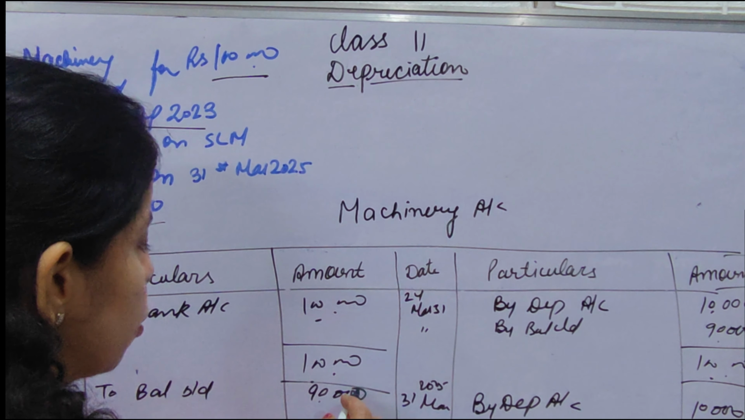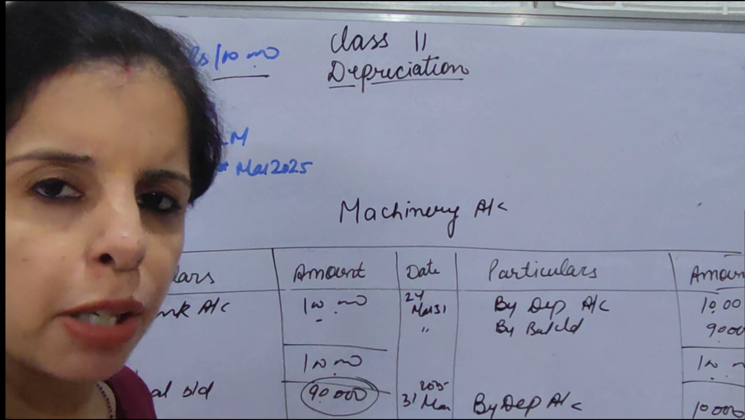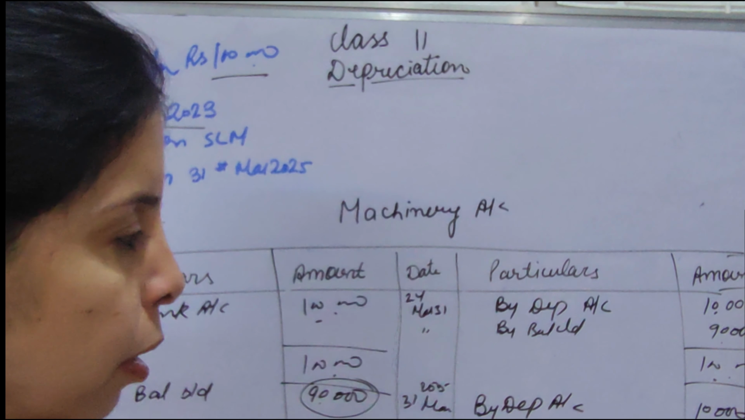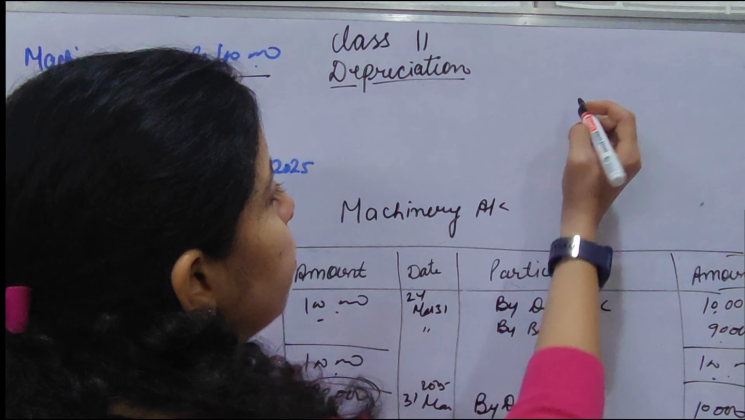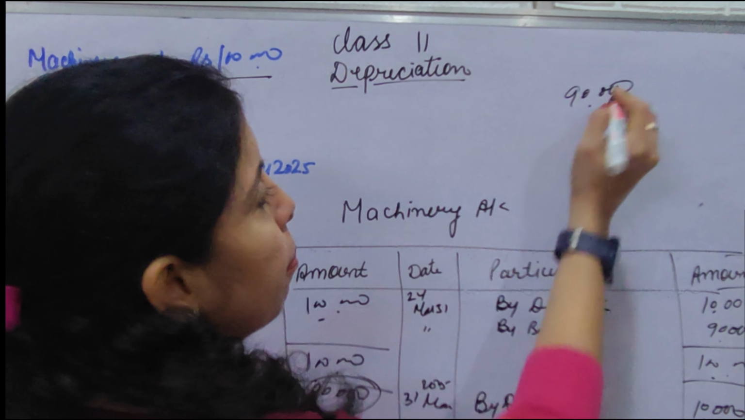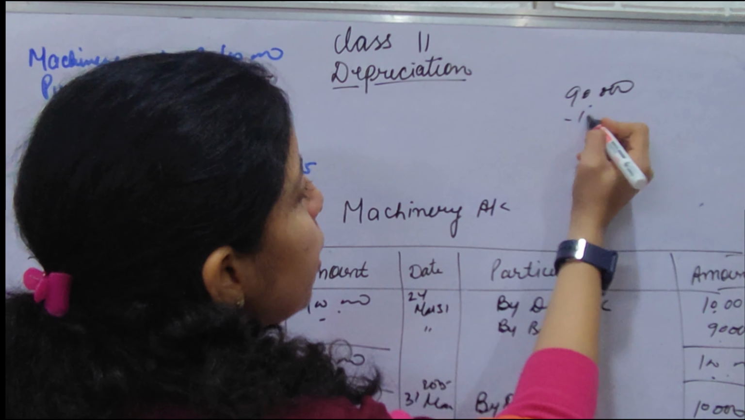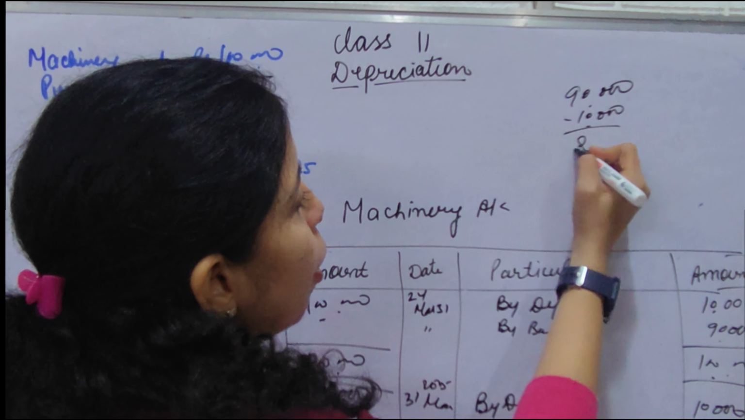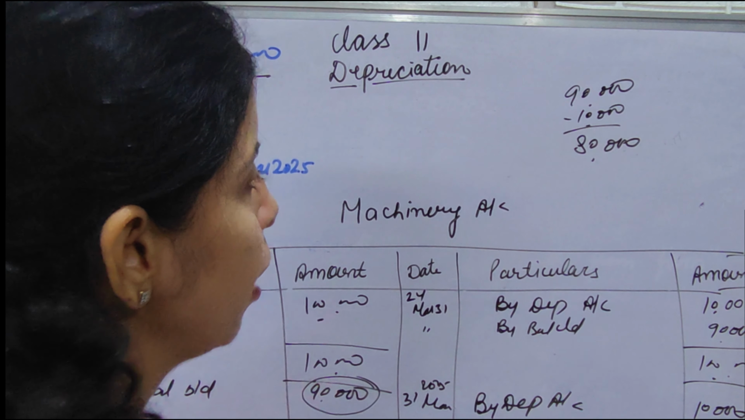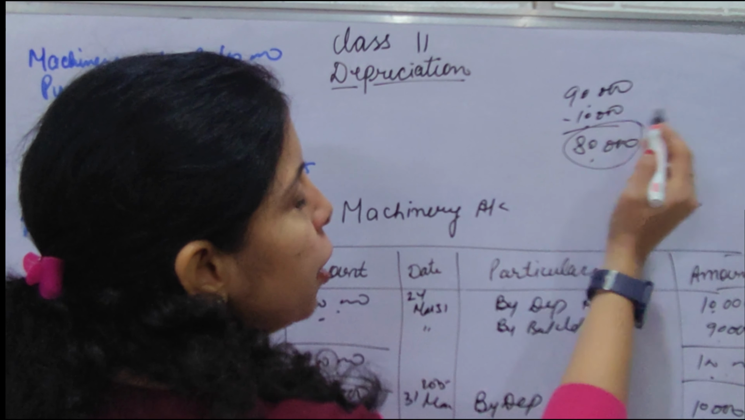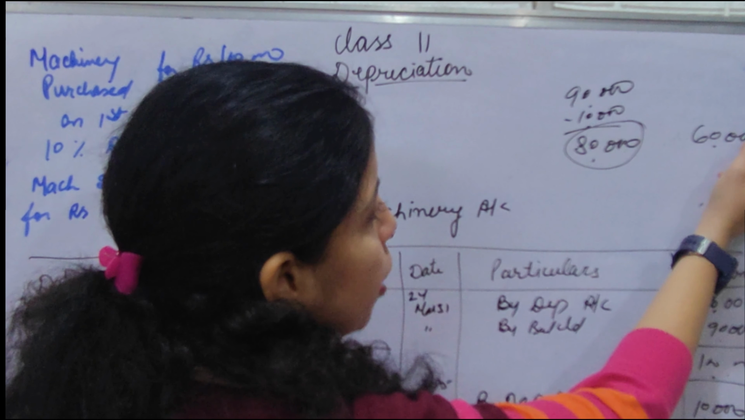How do we find out? See, 90,000 was our opening balance at the beginning of this year. 10,000 depreciation we have charged. So 80,000 is the value left on the day when we have sold the machinery. 80,000 is the value of the machinery, but it was sold for 60,000.